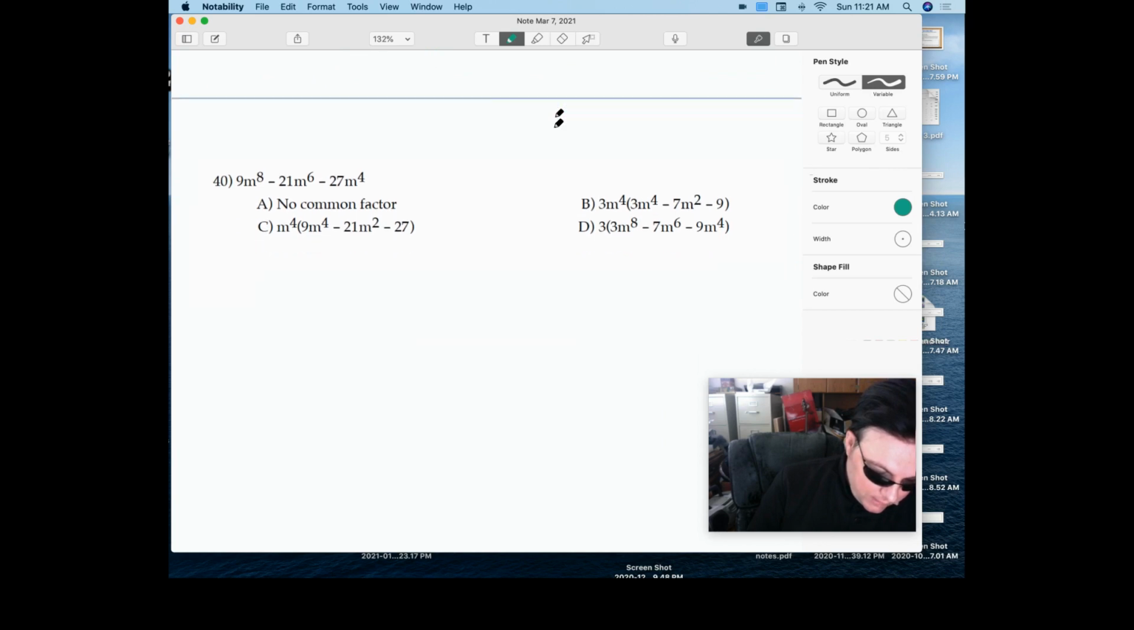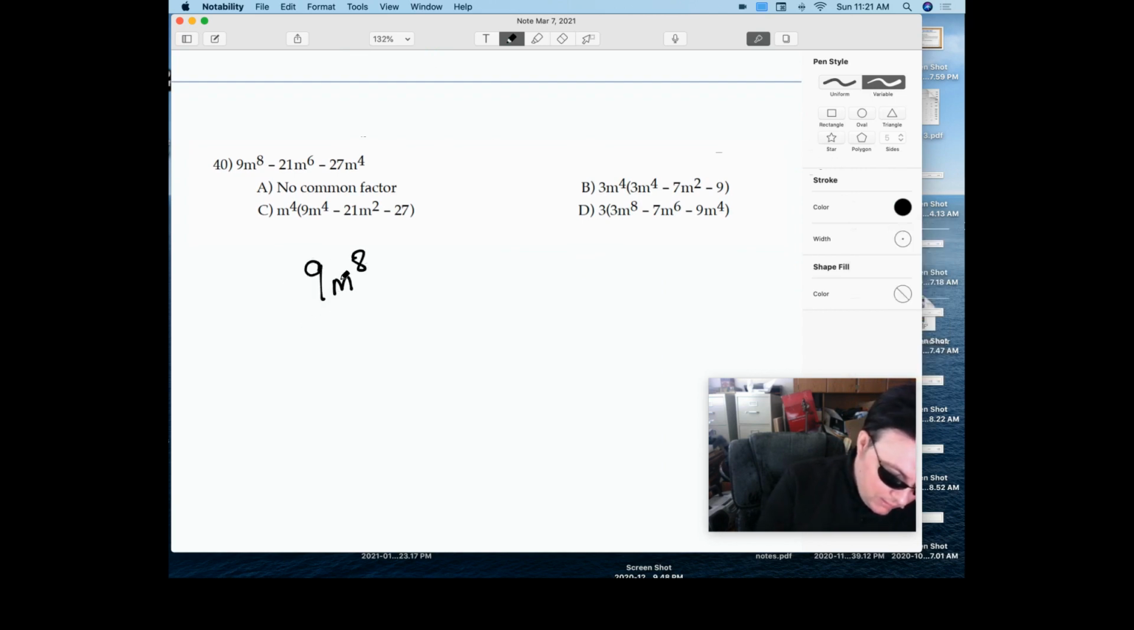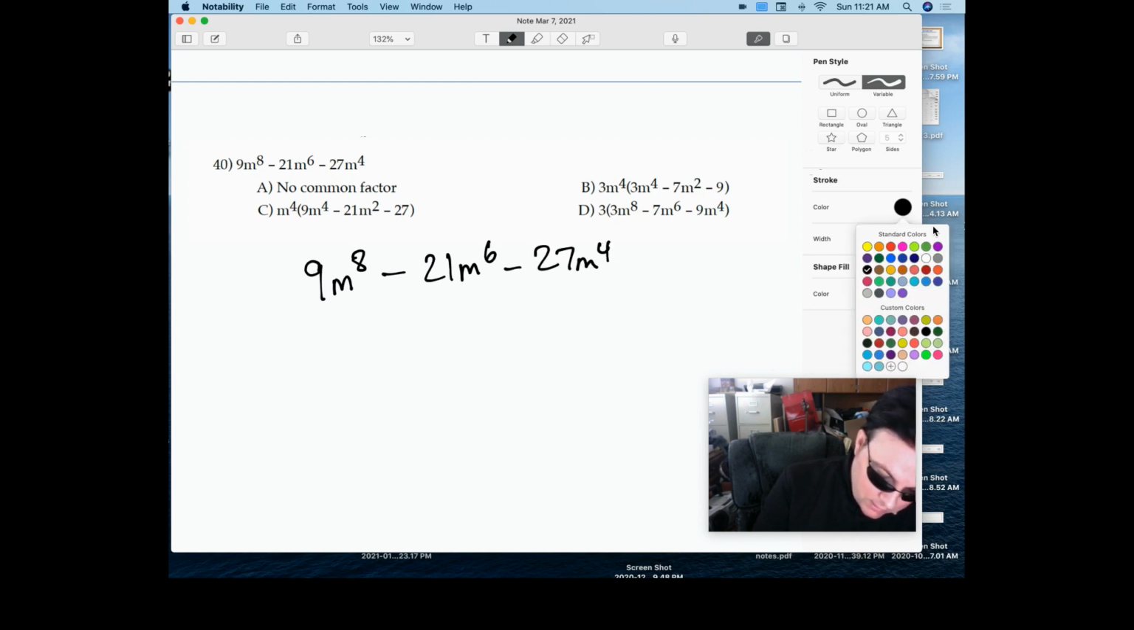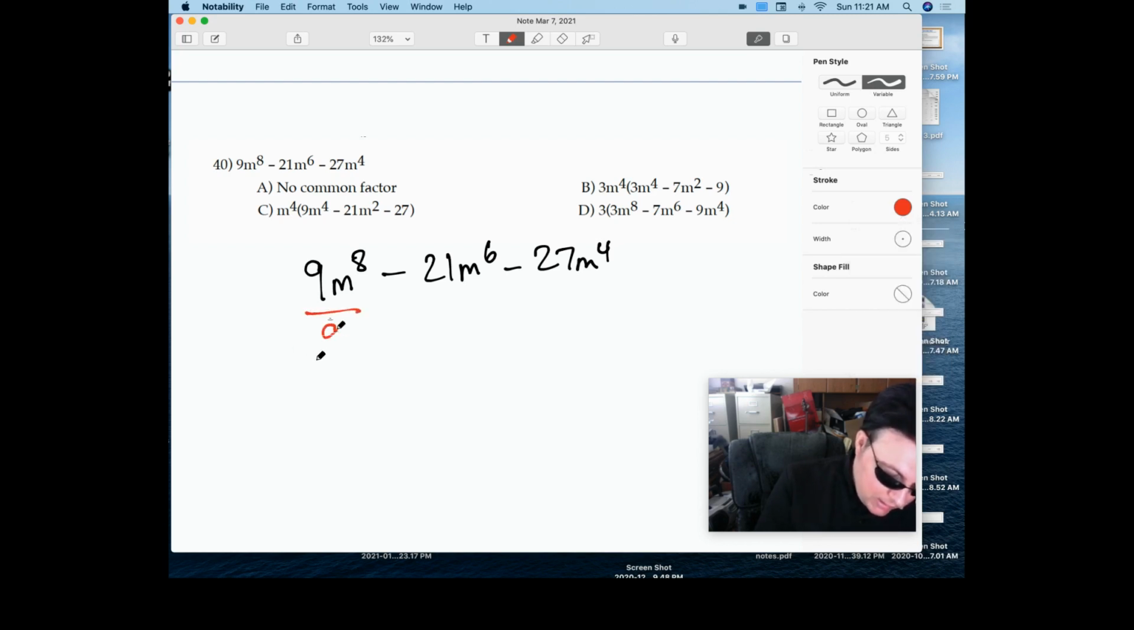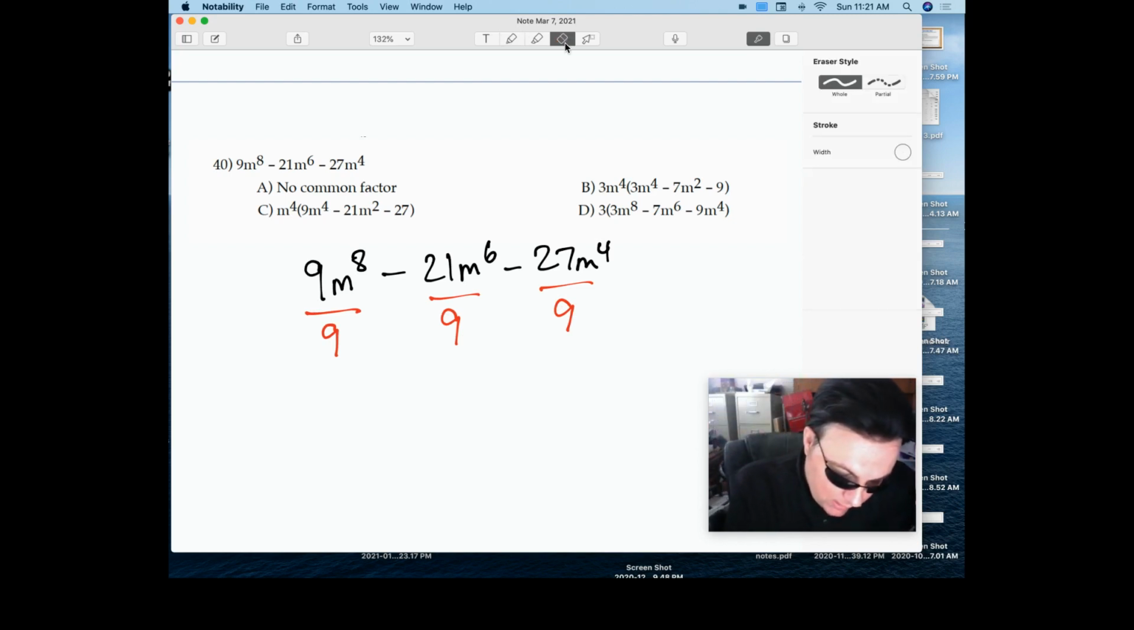Okay. All right. Last one. So we have 9m to the 8th minus 21m to the 6th minus 27m to the 4th. We're going to see what we can factor out. This one's interesting because I said you want to try the first value. And for most of these, that's actually worked. That's all you had to do. But on this one, that's not working.